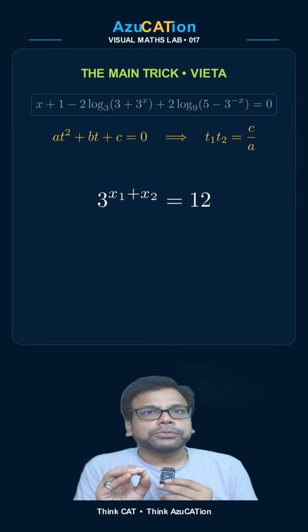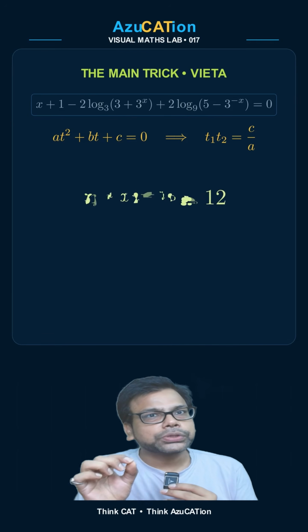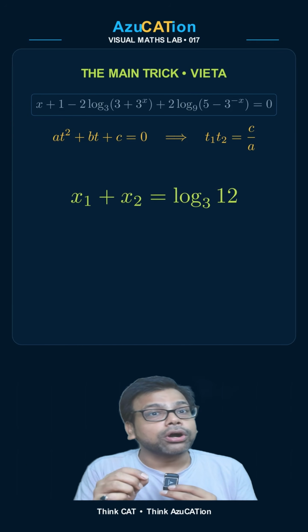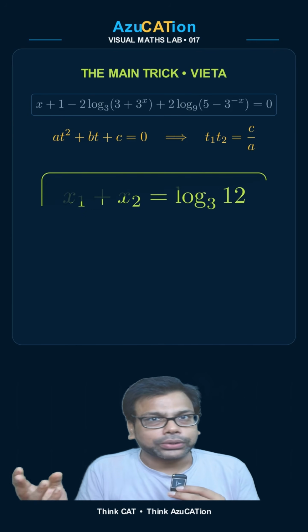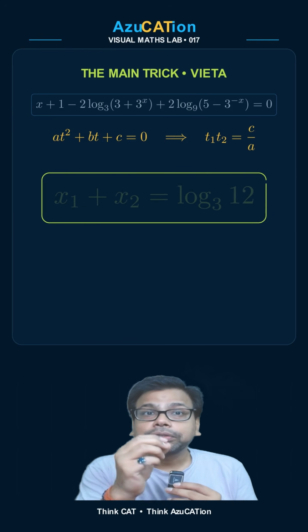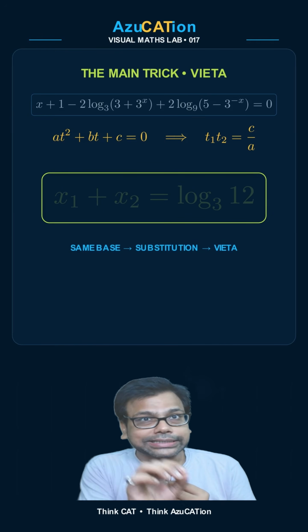Now convert this exponential back into log again. Therefore, x1 plus x2 is equal to log base 3 of 12, and that is exactly what the question asked about. This is what we have to find. So the answer is log base 3 of 12. I hope you have understood the concept.